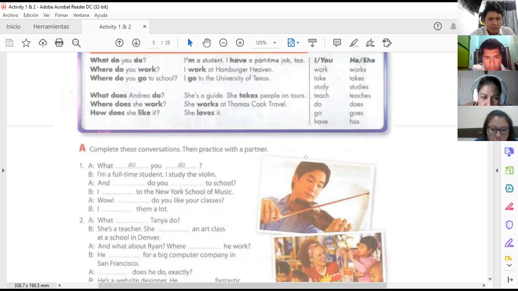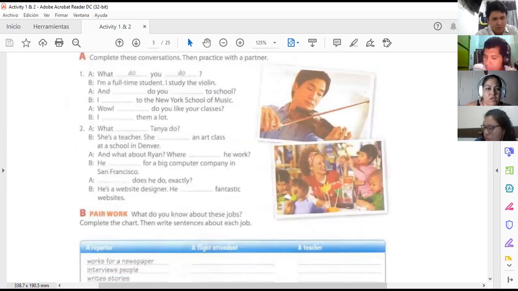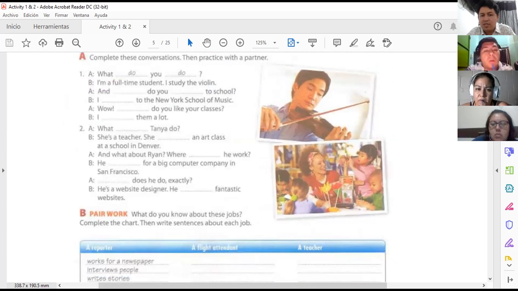La otra sería, how does he do that? No, no. Ahí está preguntando qué hace exactamente. Where does he do? No, o sería what does? What does he do? Exactly. Como si yo le preguntara a Claudia, what do you do exactly? Dígame en detalle qué es lo que hace, en qué labora. He's a website designer. He does fantastic website. Si es un diseñador, diseña, all right?